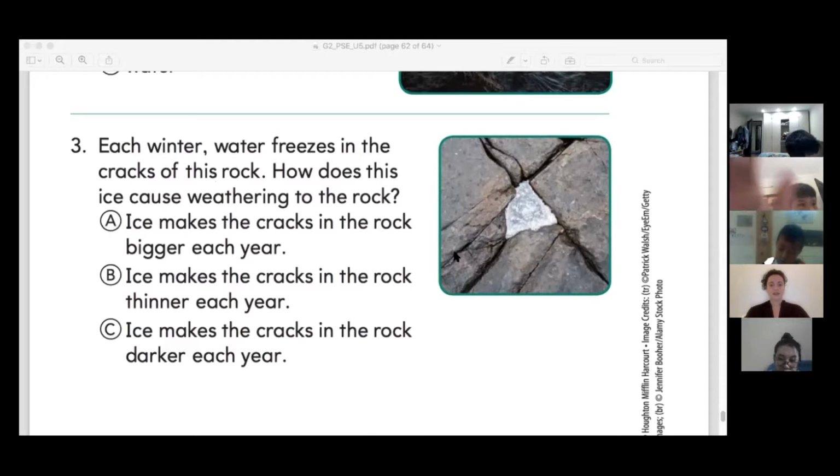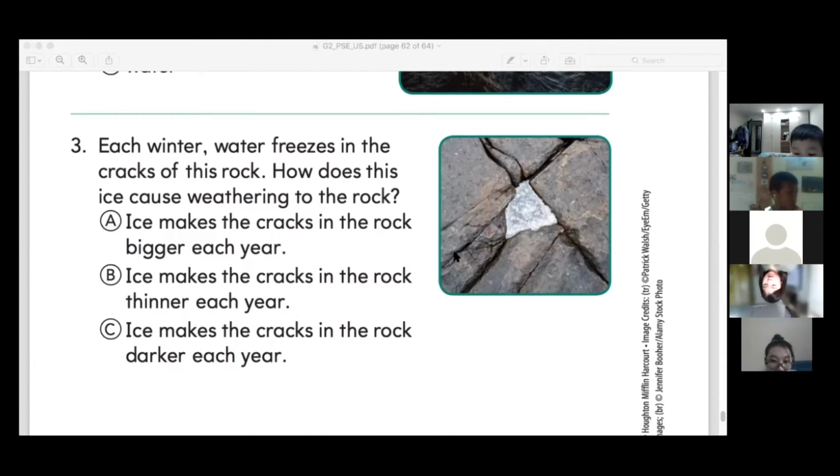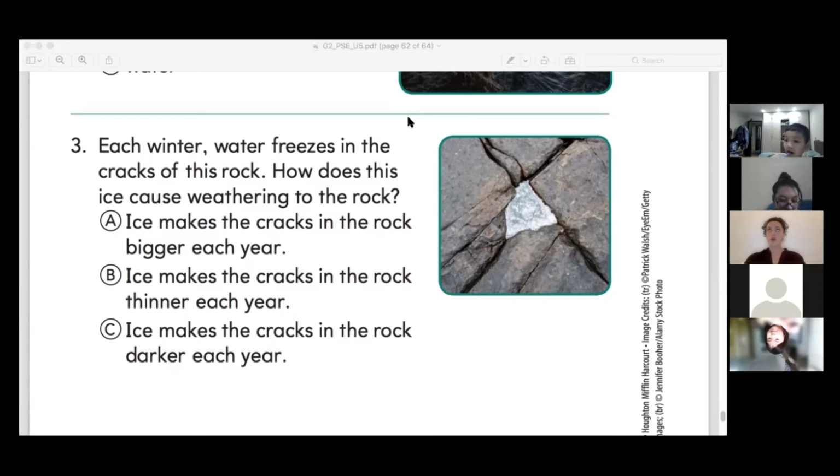Funny, can you read the question? Just the question. Each winter, water freezes in the cracks of this rock. How does this ice cause weathering to the rock? Good. Funny, can you tell me, does ice take up more space or less space than liquid water?